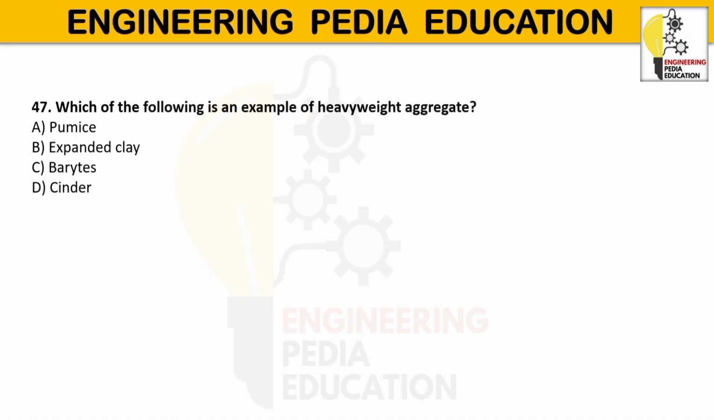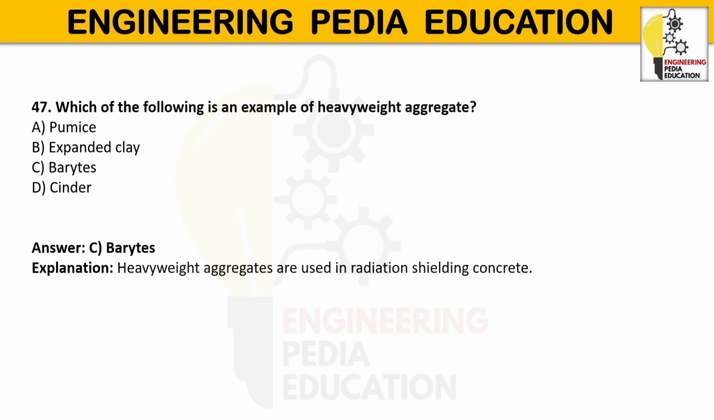Which of the following is an example of heavyweight aggregate? Pumice, expanded clay, barite or slag? So the correct option is barite. Heavyweight aggregates are used in radiation shielding concrete. Heavyweight aggregates are special types of aggregate having high specific gravity, generally greater than 3, used to produce heavy concrete for shielding and special structures. Other than barite, magnetite, hematite, ilmenite, steel punchings or iron shot are also examples of heavyweight aggregate. And pumice is a lightweight aggregate. So the correct option is barite.